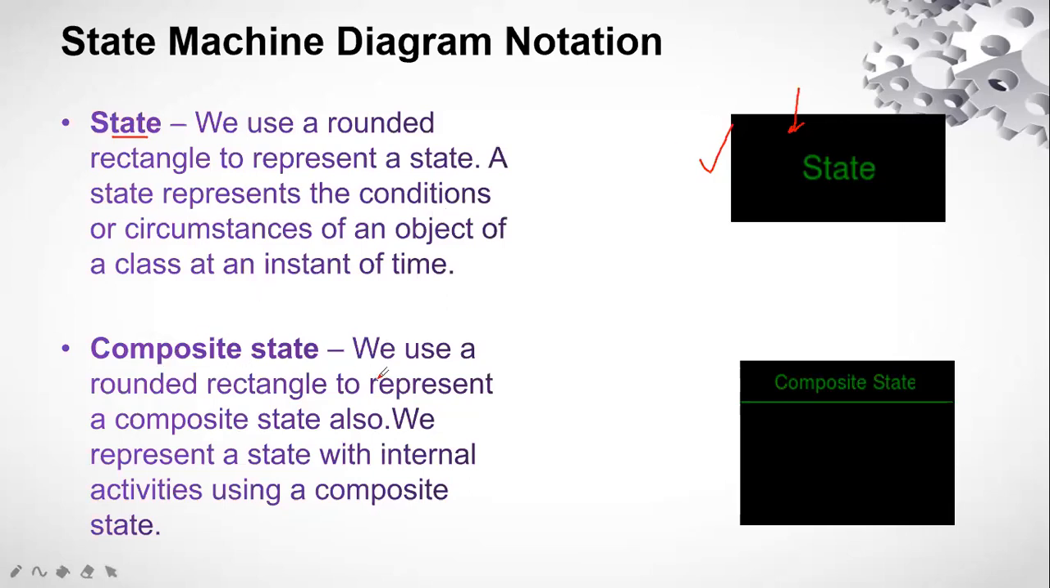Next one is the composite state. Now we use a rounded rectangle to represent a composite state also. We represent a state with internal activities using a composite state. Now if we want to define the state of an object, we are going to write all the activities internally. So here we can write the internal activities of this particular state. That is called the composite state.